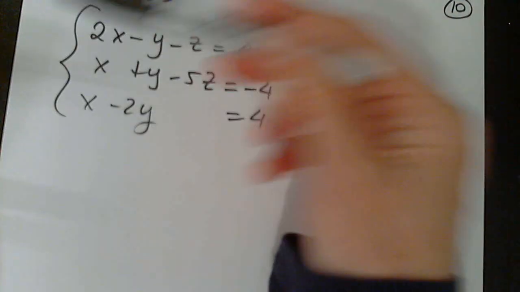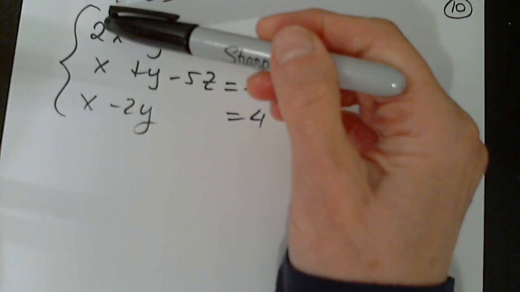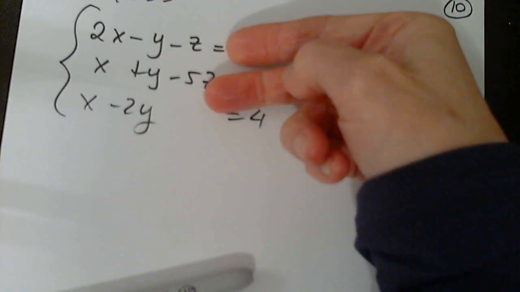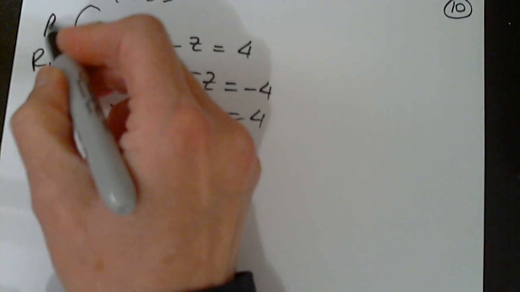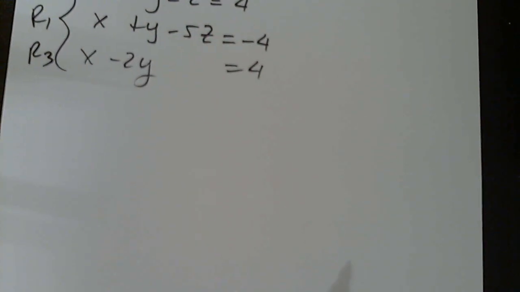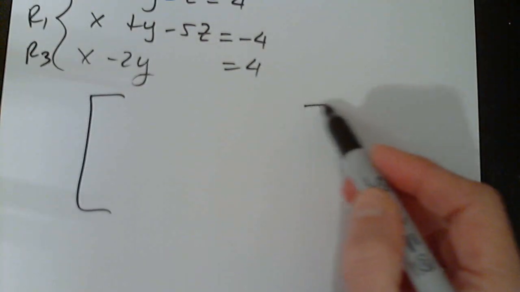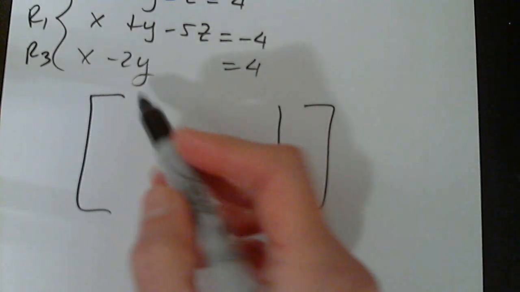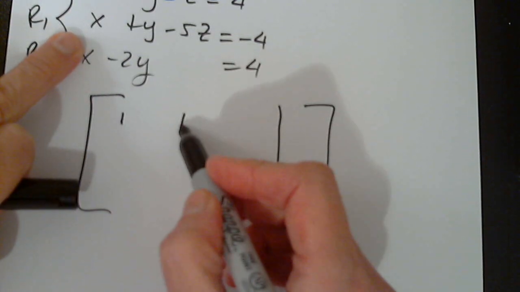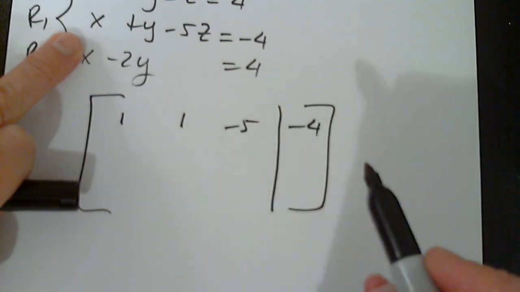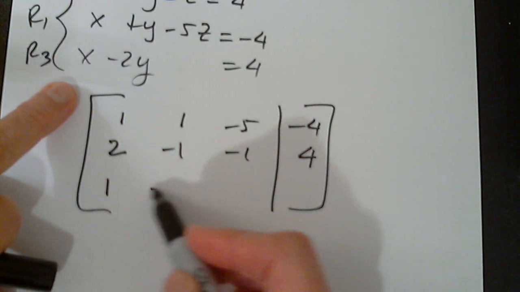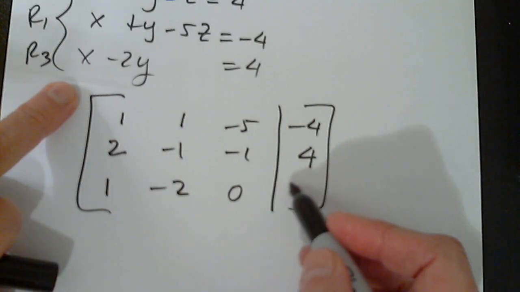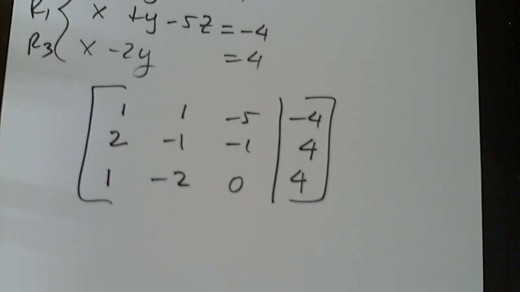Okay. Obviously, I'm not going to create the augmented matrix with a 2. Very easy to swap these two. So I will consider this R1 or the first equation and the second equation as R3 from the get-go. So 1, 1, negative 5, negative 4. 2, negative 1, negative 1, 4. 1, negative 2, 0, 4. Okay.